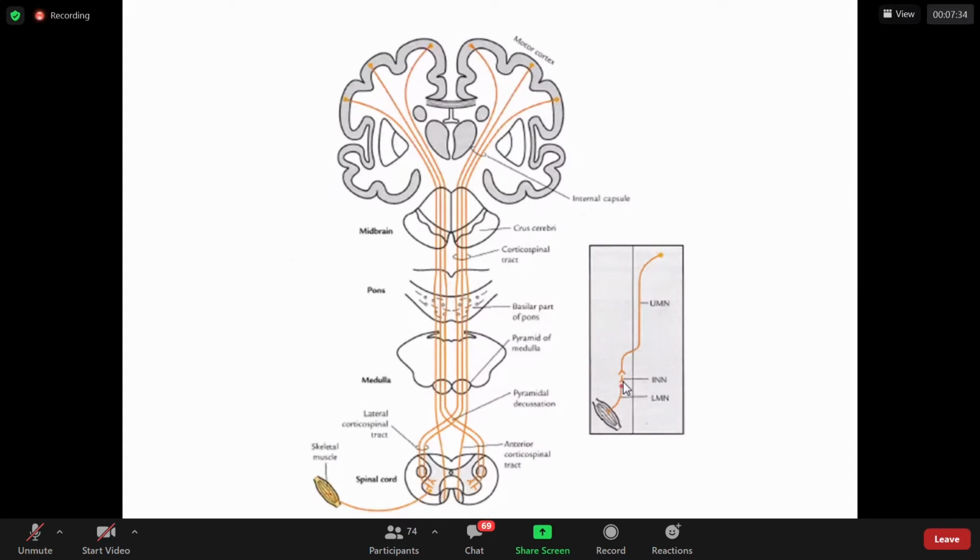These interneurons, Golgi type 2, as I have told you, according to the length of the axon, we can divide neurons into two types. One is Golgi type 1, where the axons are long, and one is the small Golgi type 2, where the axons are very short. So interneurons fall into the Golgi type 2 variety, whereas the upper motor and lower motor neurons usually fall into the Golgi type 1 variety.